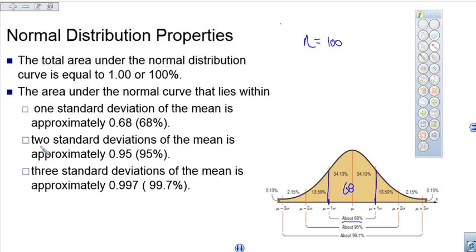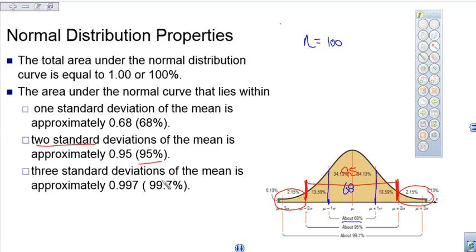If you go to 2 standard deviations, that's 95%. So between 2 standard deviations below and 2 standard deviations above, once again, if we had 100 people in the sample, 95 people would fall between those two spots. That means all we have left for that side and that side out of 100 people is only 5%.